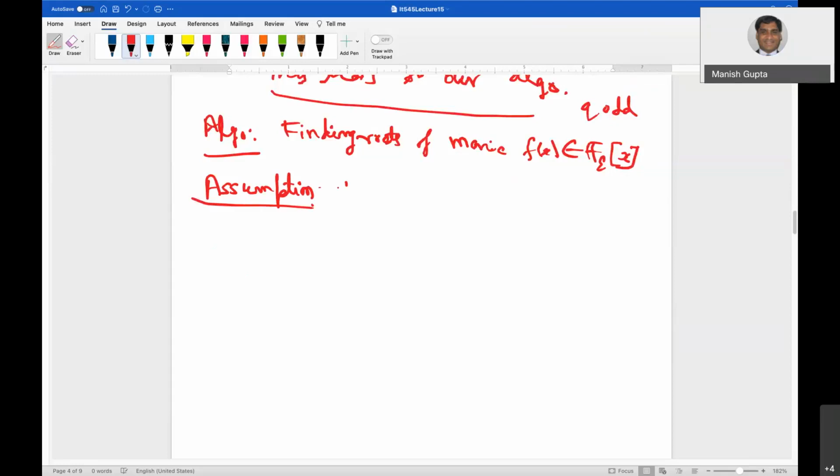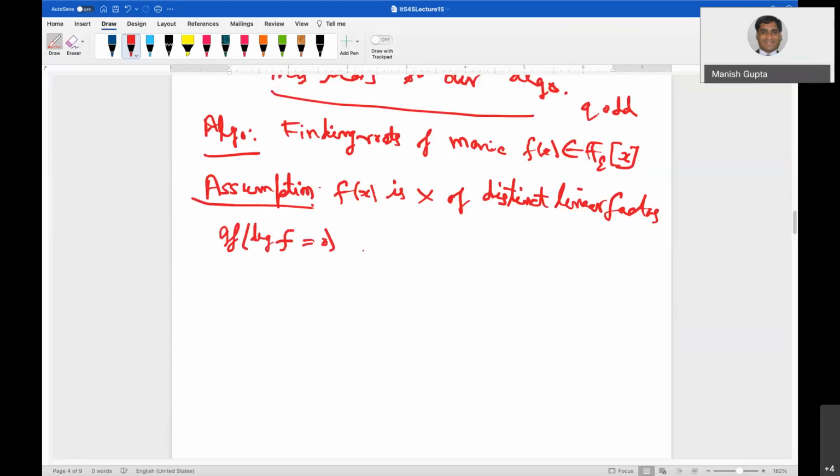Remember, our assumption was f of x is a product of distinct linear factors. Because this was our assumption. If it is not, then we know what to do actually, right? So we have already done those calculations. Now if the degree of f is 0, the algorithm returns the empty list.